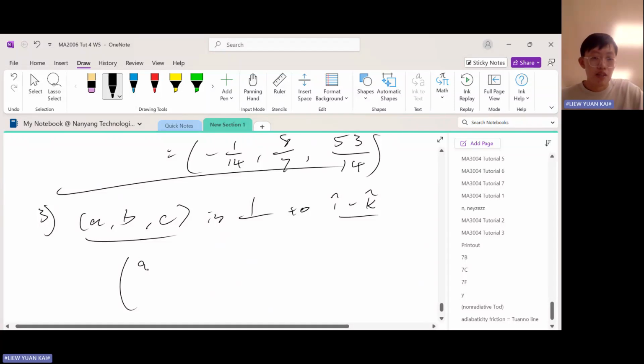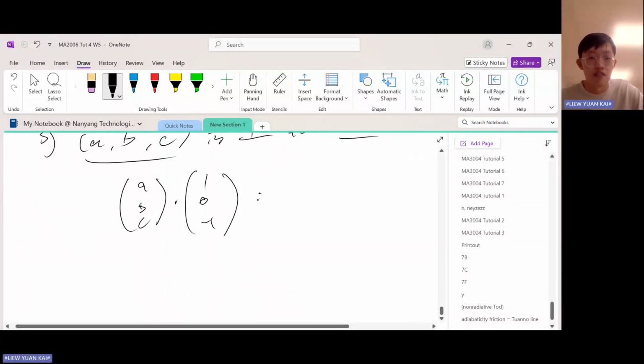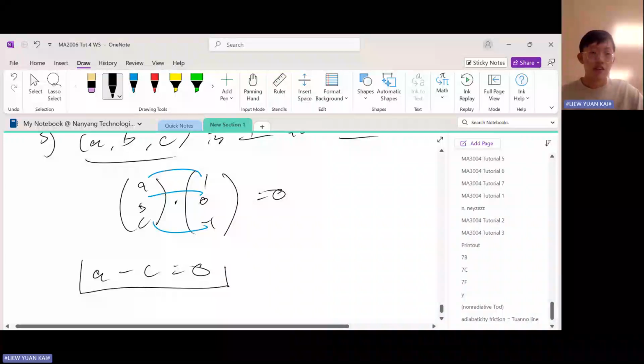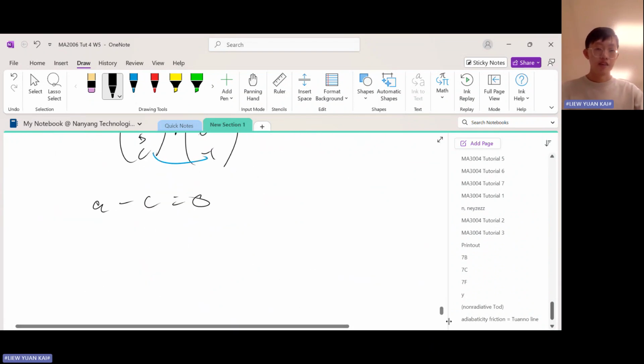So a, b, c dot this, written in column vector form, will be 1, 0, minus 1. You see there's no j, so it will be 0 in the j entry. Then you multiply the corresponding entries and add them up: this times this, plus this times this. So a minus c equals 0. This will help you satisfy the fact that the vector is perpendicular to i minus k. So how do we solve this equation?